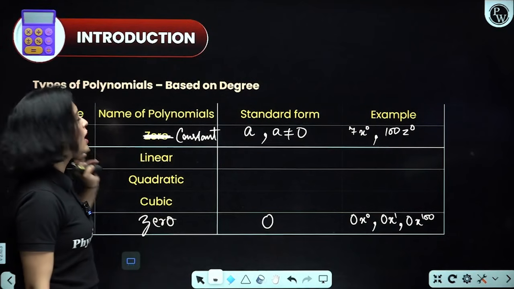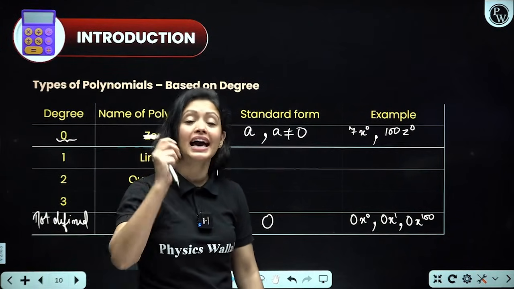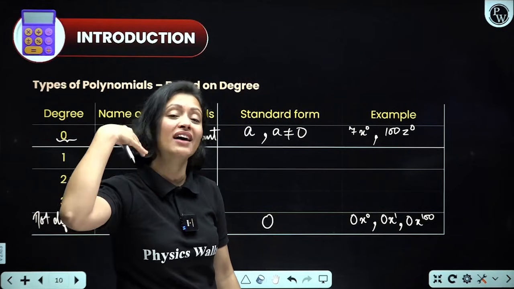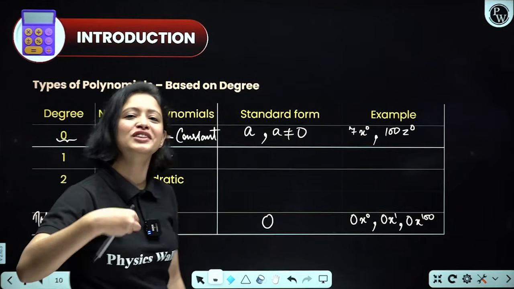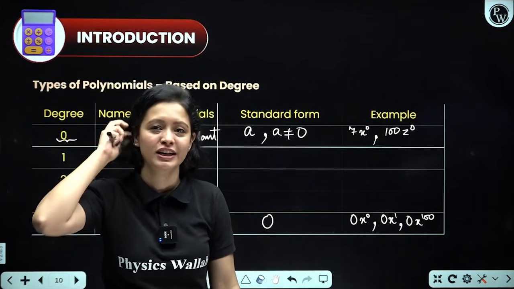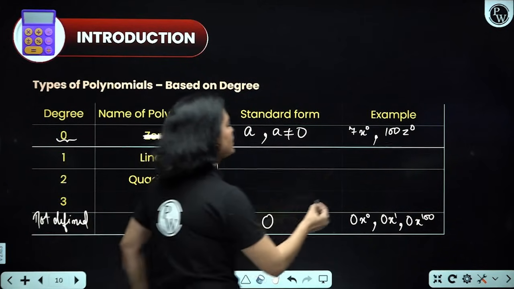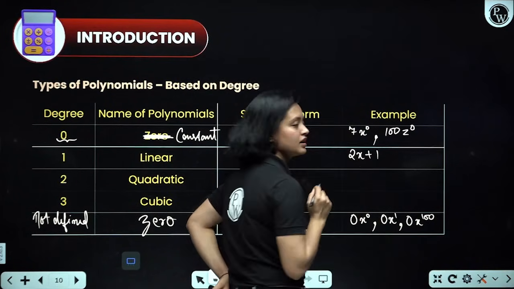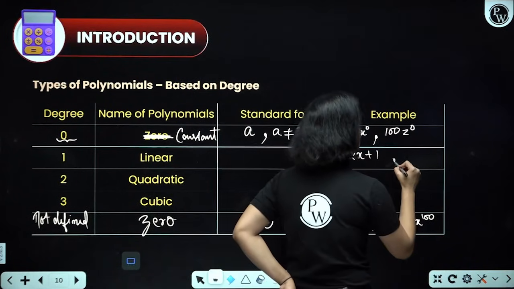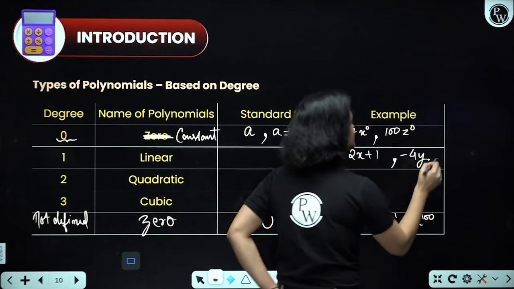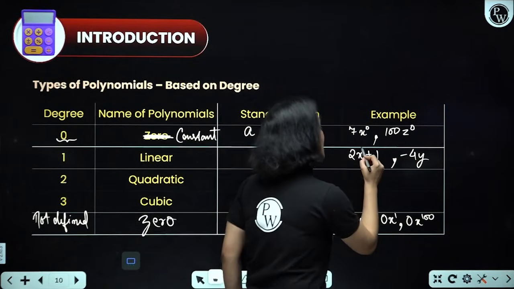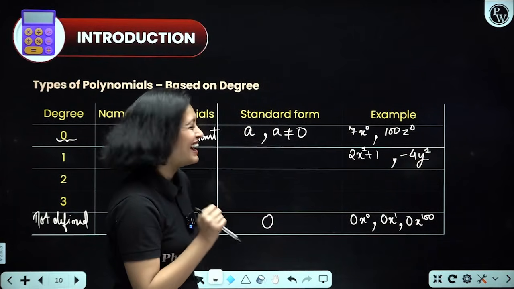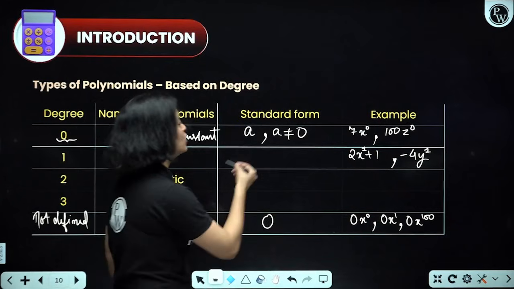Okay, now let's talk about a polynomial with degree 1. That means the highest power of the variable should be 1. So we call that a linear polynomial, which you have studied a lot. You have studied how to find the solution, or zeros, of linear polynomials. Linear polynomials can look like this: 2x plus 1 is a linear polynomial, or you can write negative 4y. This also is a linear polynomial, because in both scenarios the highest power of the variable is 1.